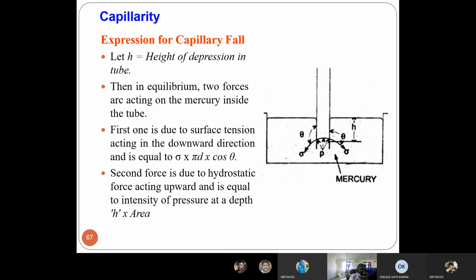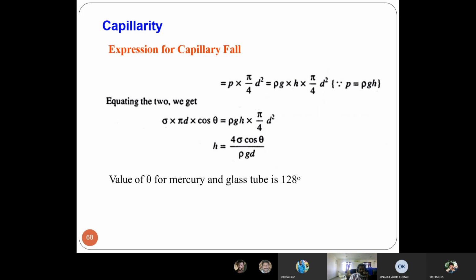Hydrostatic force: the second force is due to hydrostatic force acting upward and is equal to the intensity of pressure at a depth of h and area. From the hydrostatic law, pressure force is equal to PA. Understand? P is equal to rho g h. So what is the expression? rho g h into pi by 4 d square.